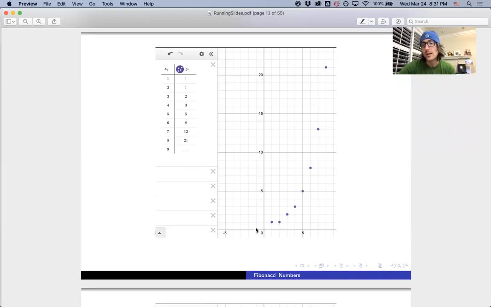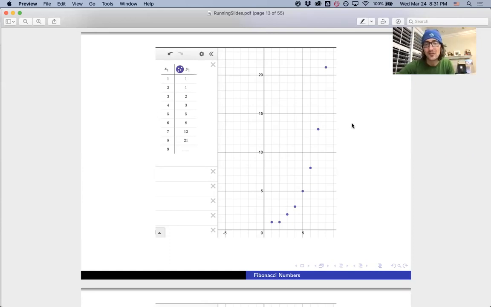And I look at that, and right away, the word exponential comes to mind. This looks like an exponential graph. It looks like things are shooting up. And so right away, that tells me if I wanted a formula for the nth term, I might look for something like e to the x, or maybe 2 to the x. Of course, I meant 2 to the n, because we're using the letter n for our Fibonacci number.